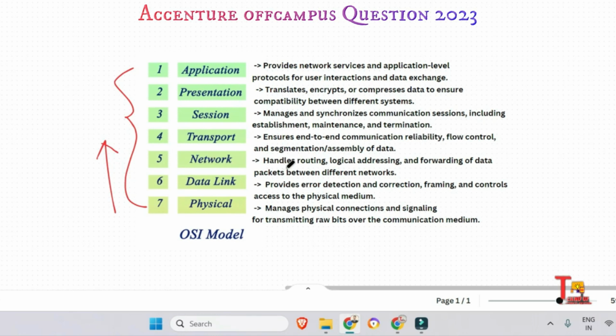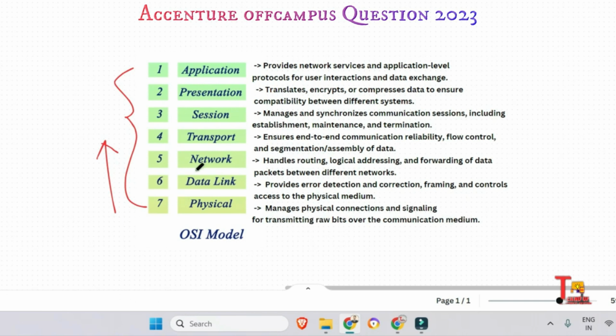And network layer handles routing, logical addressing, and forwarding of data packets between different networks. And data link layer provides error detection and correction, framing, and controls access to the physical medium, right? And after all, physical layer manages physical connections and signaling for transmitting raw bits over the communication medium, right?